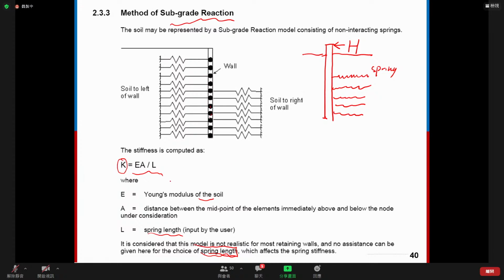So it's easy to imagine, different people may choose different lengths for calculation. So if we choose longer spring length, we will get a smaller K, which means the soil is softer. If we choose a smaller L, we may get a larger stiffness, which means the soil tends to be stiffer. So this is too subjective. That's why we don't recommend to use this method to determine the lateral deflection of the retaining wall.